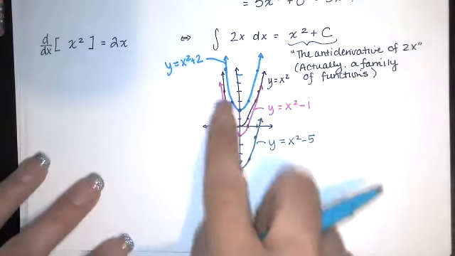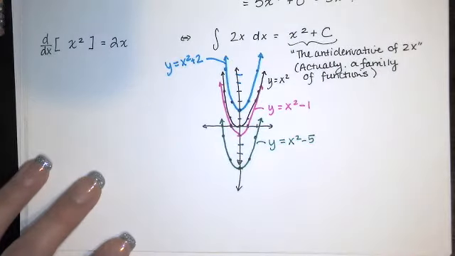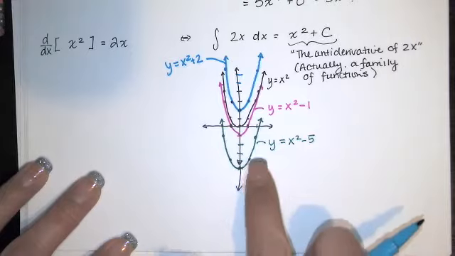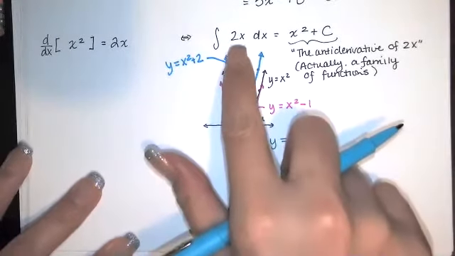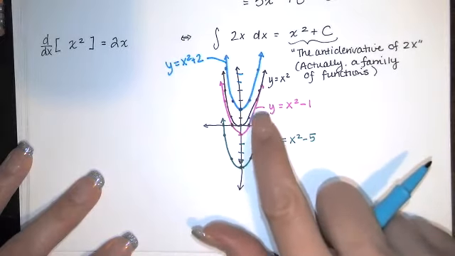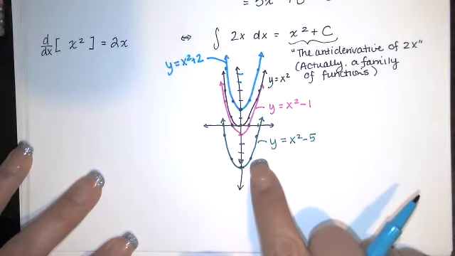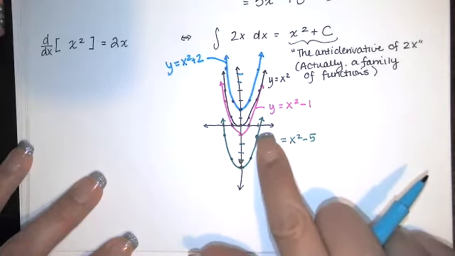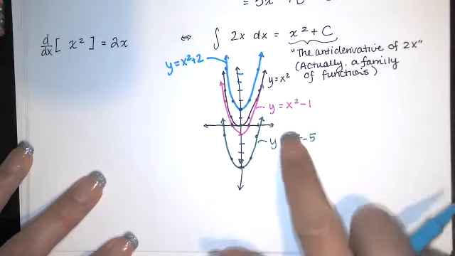I hope you see that all of these have the same slope at a particular x value. At x equals 1, they all have a slope of 2. Rise over run is 2 at x equals 1. It doesn't matter which graph I'm on. At x equals 2, the slope of each of these graphs is 4.